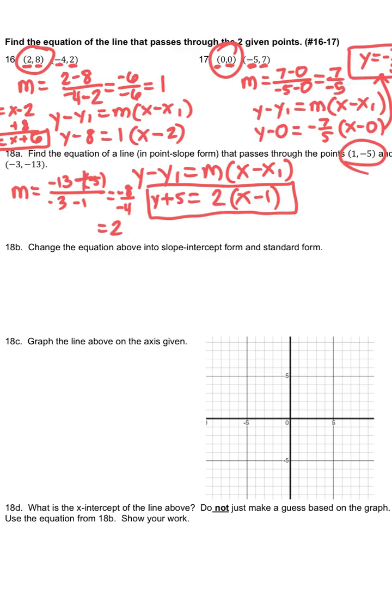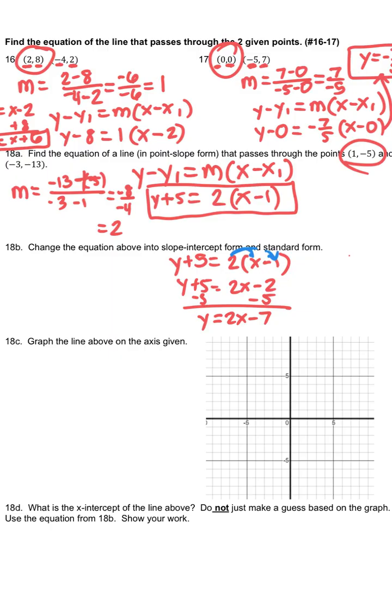18b, change the equation above into slope-intercept form and standard form. So this, I noticed a lot of people seem to struggle with on the quiz, so please pay close attention to this one. So we're going to do this y plus 5 equals 2 times x minus 1, and we're going to put it into slope-intercept form first. So let's go ahead and distribute that 2 across. So now I have y plus 5 equals 2x minus 2, minus 5 on both sides. So now I have y equals 2x minus 7. So this is my slope-intercept form right there.